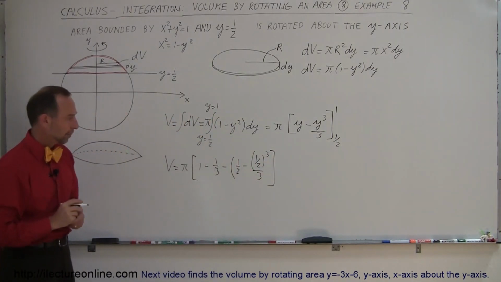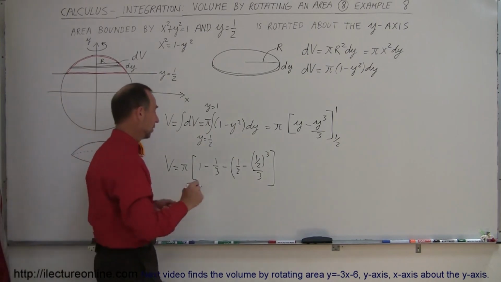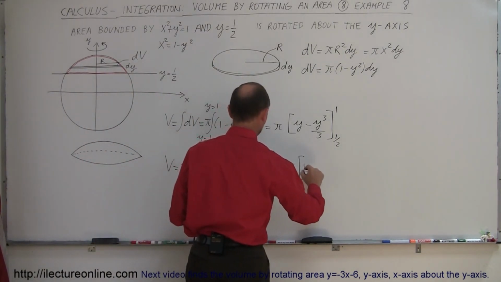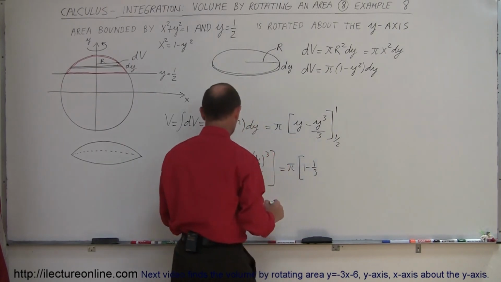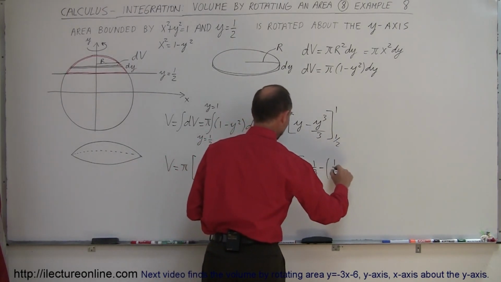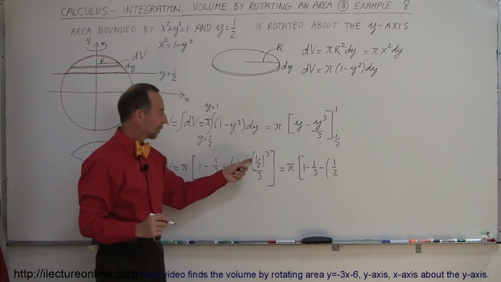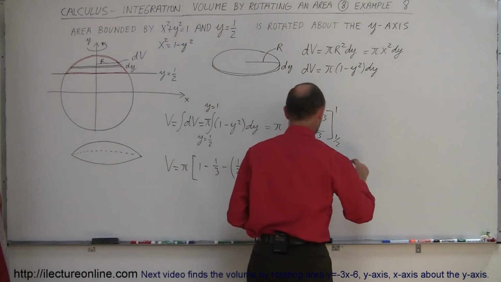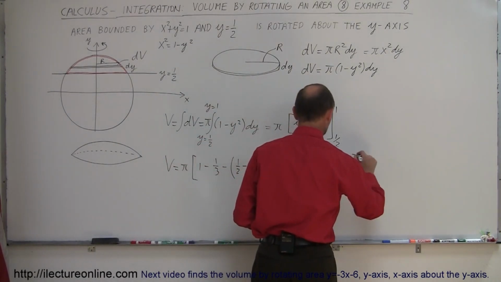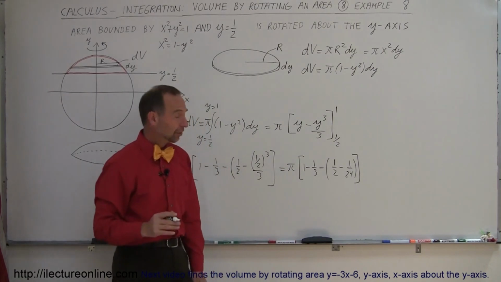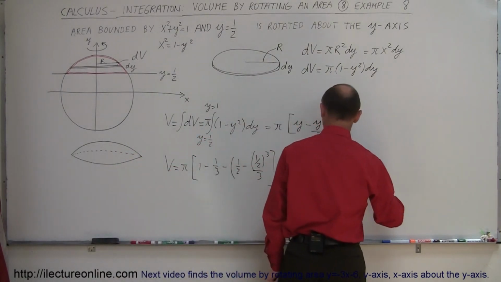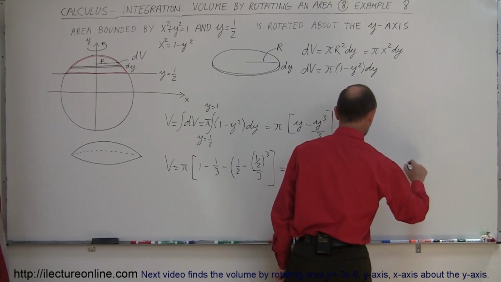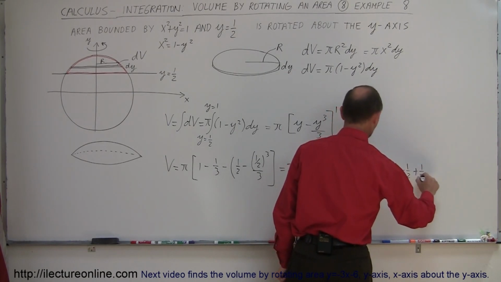Okay, now we need to do a little arithmetic here. Make sure we get this right. So we have V is equal to pi times 1 minus 1/3, minus, I'm going to leave the parentheses on for one more iteration, because here we have 1/8 divided by 3, which is 1/24. So minus 1/24. Like that. Now we can get rid of parentheses by applying the negative sign. So this is equal to pi times 1 minus 1/3 minus 1/2 plus 1/24.